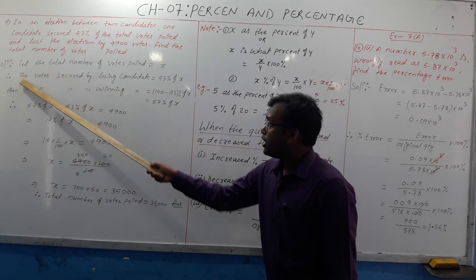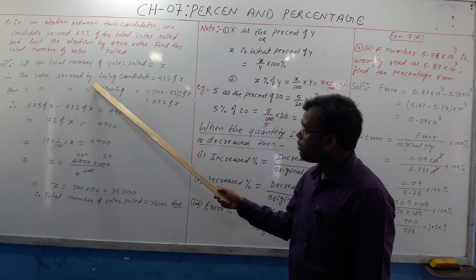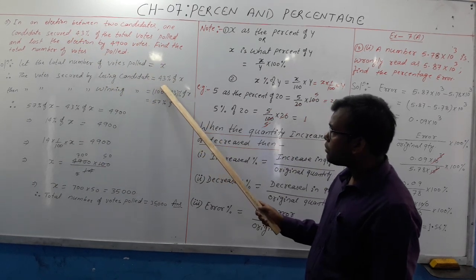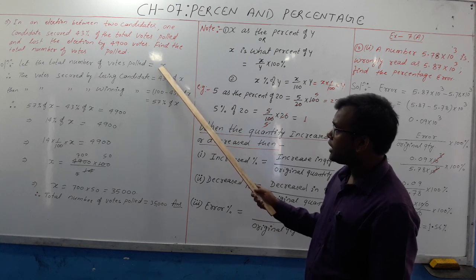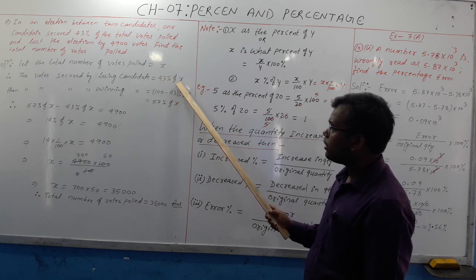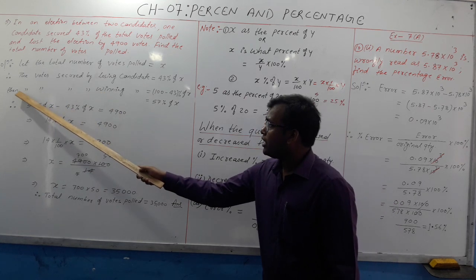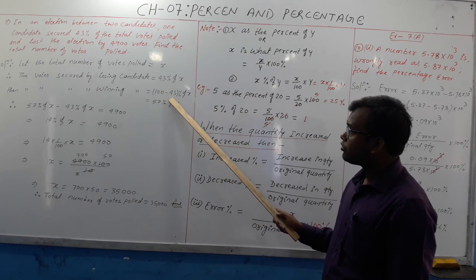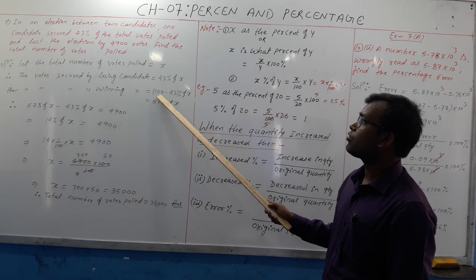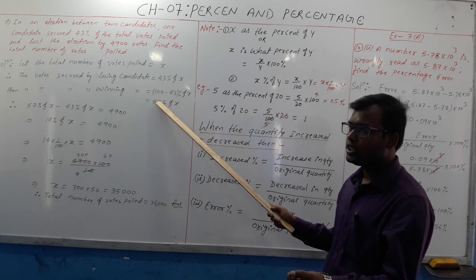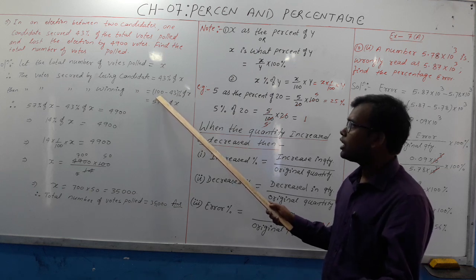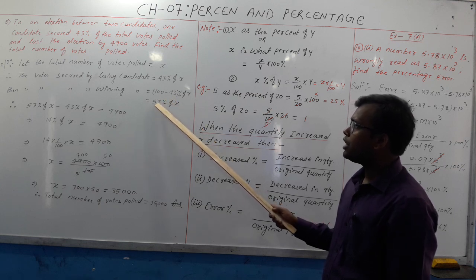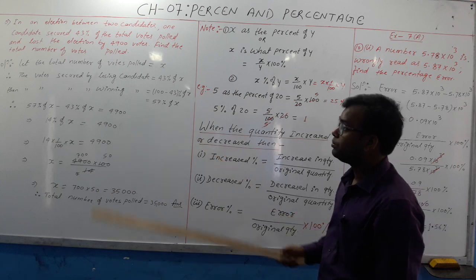So, the votes secured by the losing candidate is equal to what? 43%. So, 43% of what? X. That means x is the total votes. So, 43% of x. Then the votes secured by the winning candidate is equal to what? 100 minus 43% of x. Why do we subtract from 100? Since total vote percentage is 100. That's why we are subtracting here, 100 minus 43 is equal to what? 57% of x.